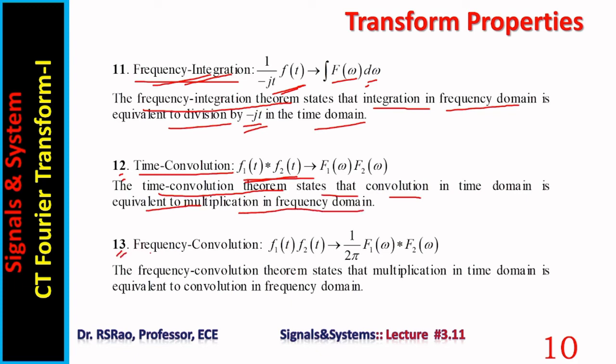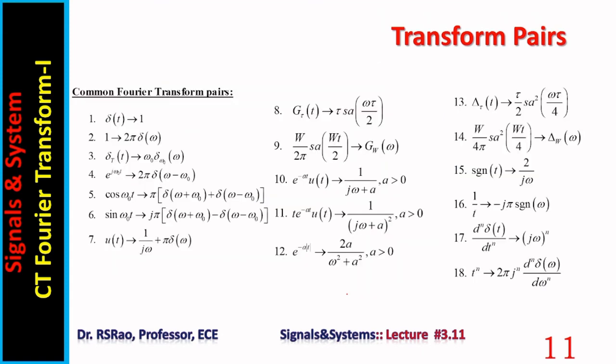To move further, we consider frequency convolution. The Fourier transform of product of two signals f1 of t multiplied by f2 of t, it is equal to 1 by 2 pi f1 of omega convolves with f2 of omega. So one can notice the frequency convolution theorem or property states that multiplication in time domain is equivalent to convolution in frequency domain. So far, we covered important properties of Fourier transforms.